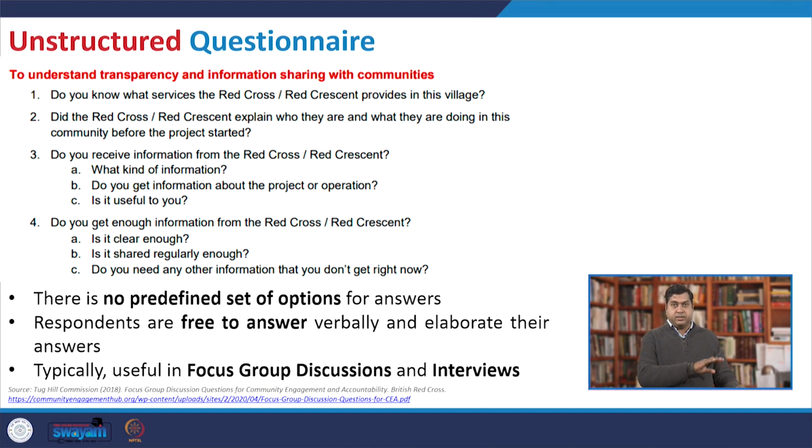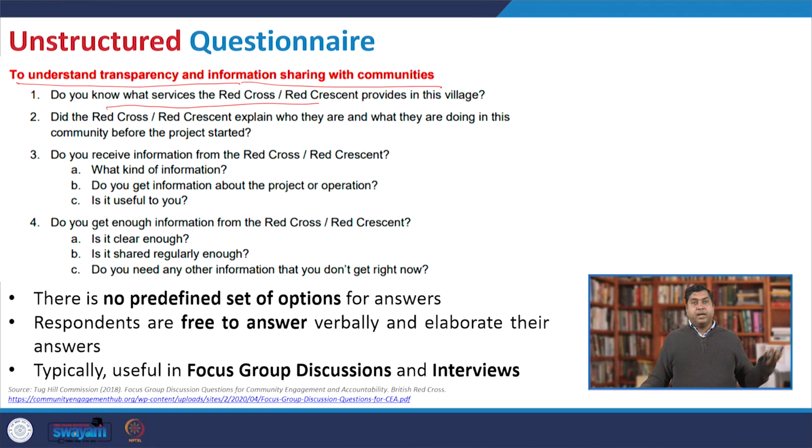Compared to that, the structured questionnaire. Now this is one example of an unstructured questionnaire. In this case, this is something to understand the transparency and information sharing with the communities. So it is a question like, do you know what services the Red Cross or Red Crescent provides in the same village, or maybe the area where it is done. So it is just an open ended thing.